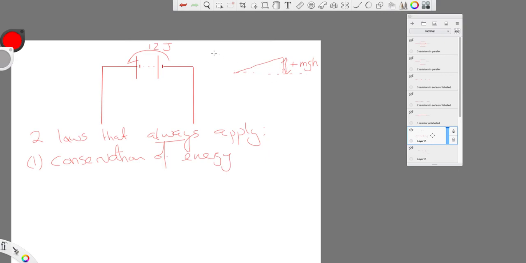So, in the same sense, if you go from here to here and let's say my 1 coulomb gains 12 joules of energy, then when it comes back around the circuit again, I haven't got a circuit at the minute, but if we had a circuit, when it gets back to where it started here, it has to lose those 12 joules again. Because we're back where we started and we can't be any different to where we started. So gain 12, lose 12, gain 12, lose 12. Now, that's an absolutely fundamental law of physics. That has to happen.